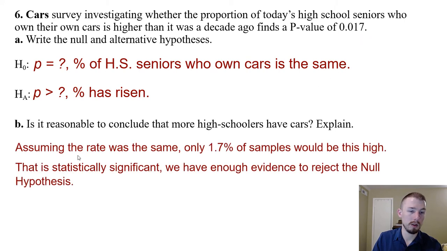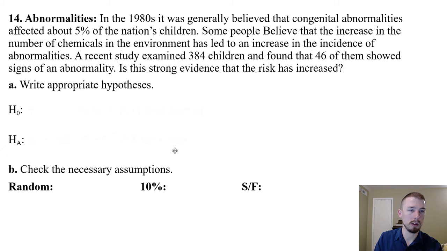Yes. Assuming the rate was the same, only 1.7% of samples would be this high. That's statistically significant. We have enough evidence to reject the null hypothesis. In other words, because the p-value is less than an alpha level of 5%, we can reject the null.